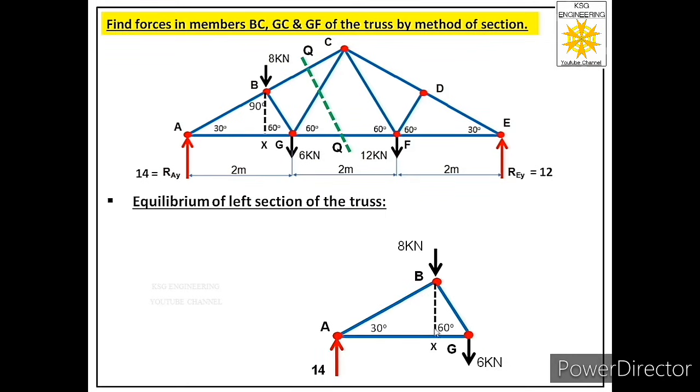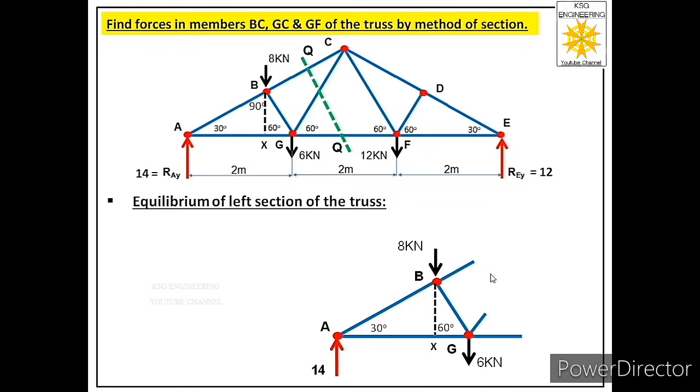So we have shown 3 members and we have labeled reaction at joint A, 8 kN external force at joint B, then 6 kN external force at joint G. Now we will show these cut members also, BC, GC and GF. So let us show over here. This is member BC, this is GF and this is GC.